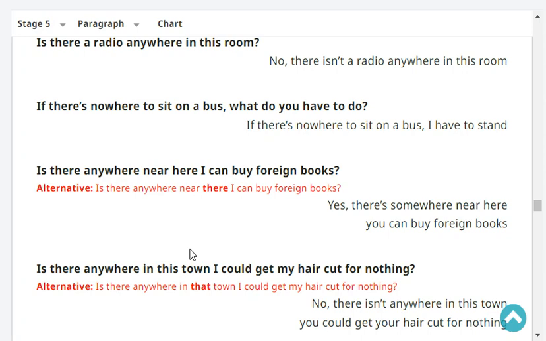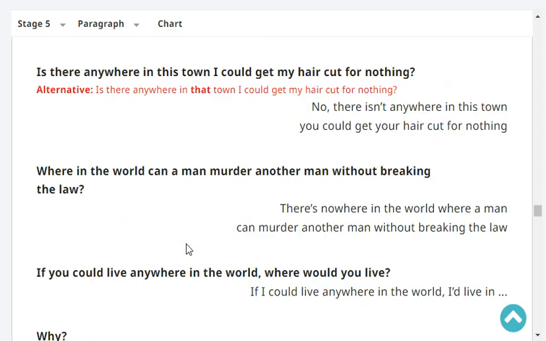Is there anywhere in your town I could get my haircut for nothing? No, there isn't anywhere in this town you could get your hair cut for nothing.